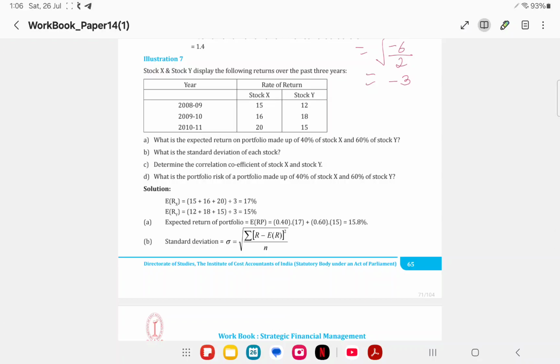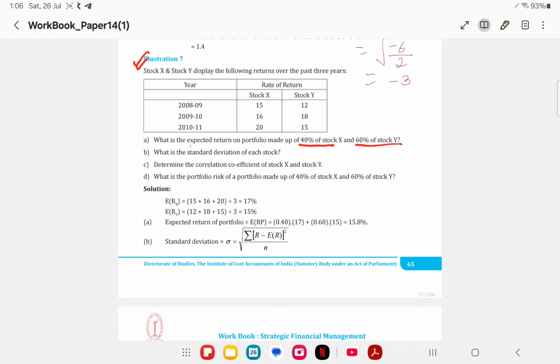We were doing the workbook series, and the chapter we were doing was portfolio management. Without wasting any time, let's continue with the next illustration, illustration number 7. Stock X and Stock Y display the following returns over the past 3 years: 2008 9, 2009 10, and 2010 11. The rates of return are given for Stock X and Stock Y. What is the expected return on a portfolio made up of 40% of Stock X and 60% of Stock Y?